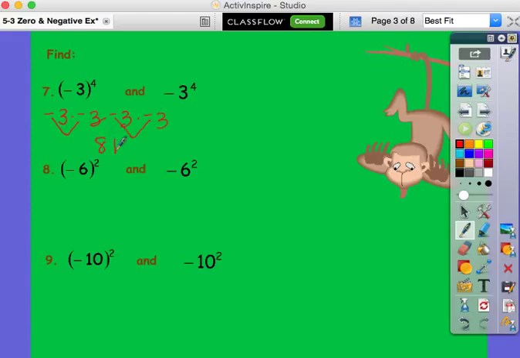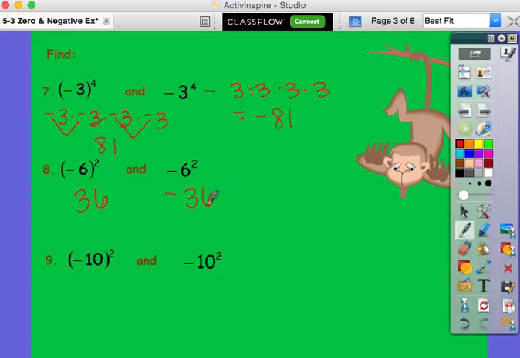Do you guys see that? Okay, the difference here is a negative 3 times 3 times 3 times 3, so that one would be negative 81. Good. Number 8. Negative 6 squared, and because the negative is in parentheses, it's going to be negative 6 times negative 6, which is 36. Versus a negative 6 squared, which would be negative. Good.